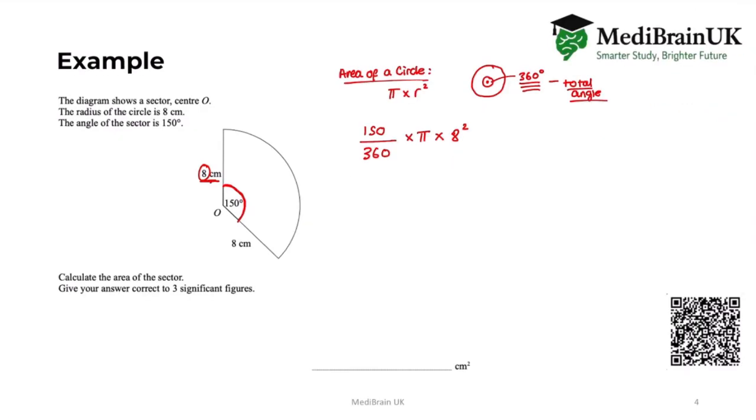The reason why we have done that is that angles around a point add up to 360. If you had a full circle, the angle in the full circle is going to be 360 degrees. But we don't have a full circle. We just have 150 degrees of it. That's why you have 150 out of a total of 360, and that's why we have this fraction over here.